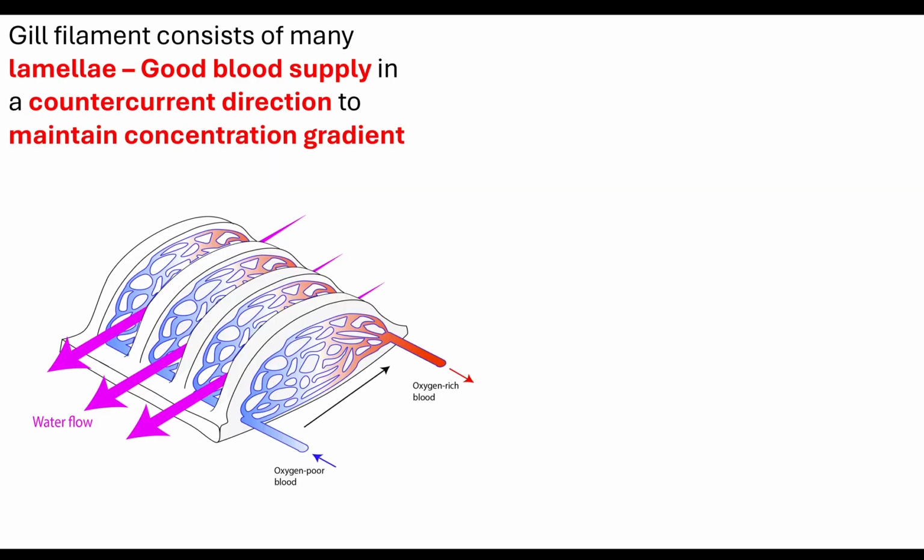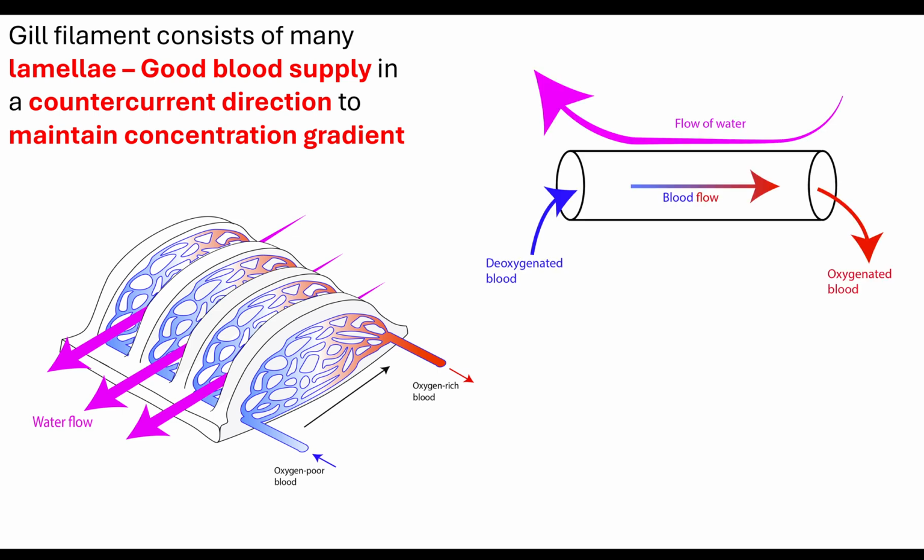Now, those gill filaments, which consist of those many lamellae, actually have a really good blood supply. As you can see here, there is oxygen poor blood moving in and oxygen rich blood which will flow out. Now, the water flows in one direction and the blood will flow in the opposite direction. That is known as a countercurrent direction. Now, that countercurrent direction is needed to maintain a concentration gradient.